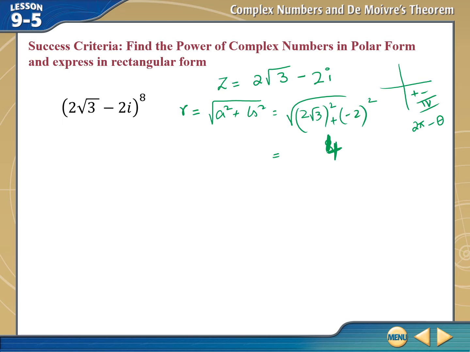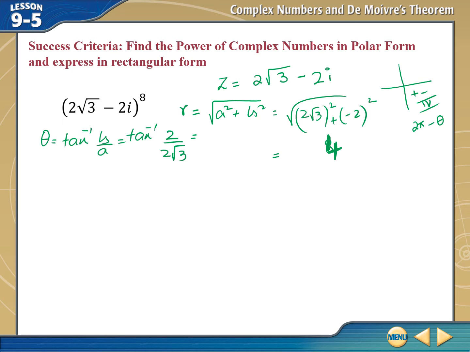So the answer for r is 4. Now find out what theta equals. When we find theta, we don't write the b and a values as negative. To avoid confusion, I would suggest taking b and a as positive values. So b is 2 and a is 2 square root of 3. Make sure that the calculators are in radian mode.